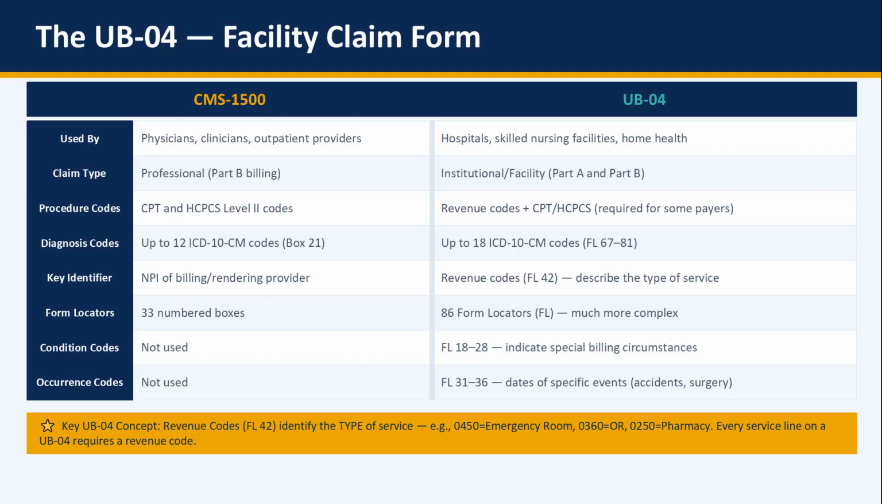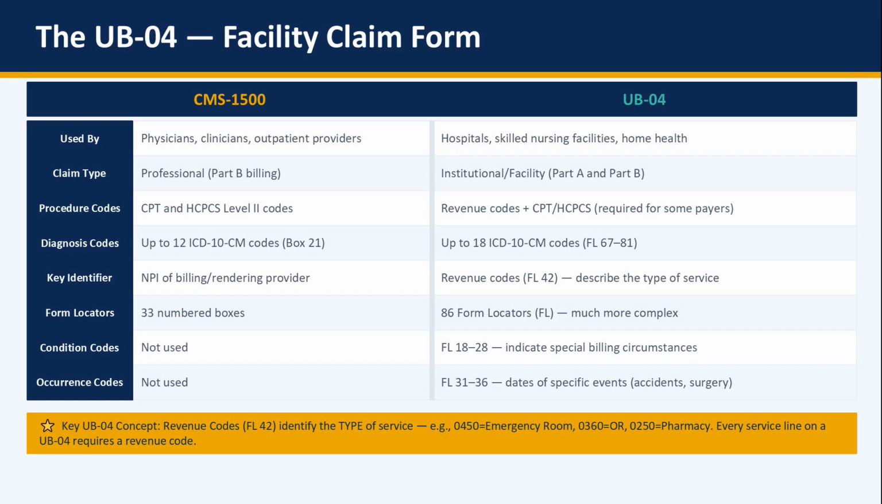Revenue codes are one of the most important concepts in facility billing. Code 0450 is the emergency room revenue code. 0360 is surgery, operating room. 0250 is pharmacy. Every single service line on a UB04 must have a revenue code. Without it, the claim cannot process. Diagnosis codes. The CMS 1500 holds up to 12 diagnosis codes. The UB04 holds up to 18 because hospital encounters often involve many more conditions than outpatient visits.